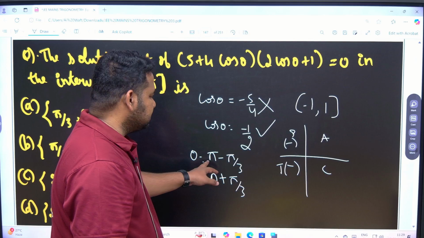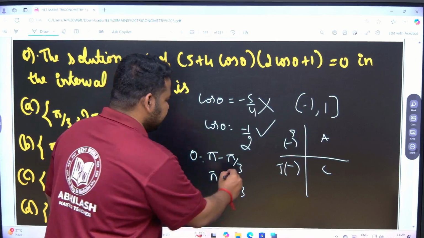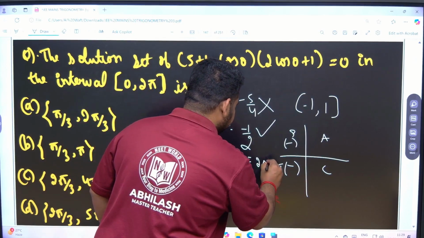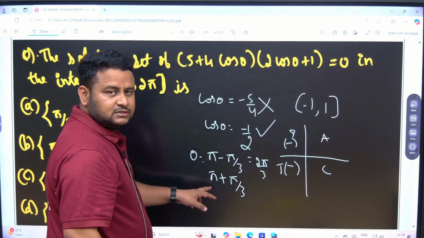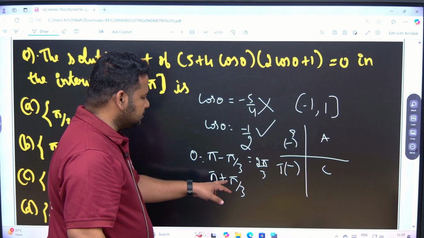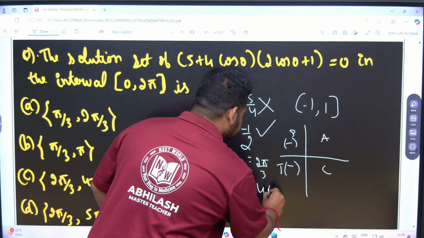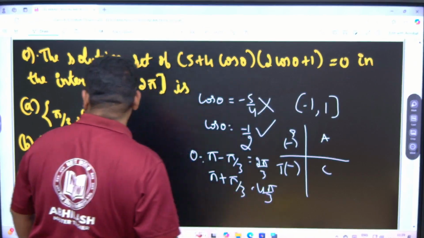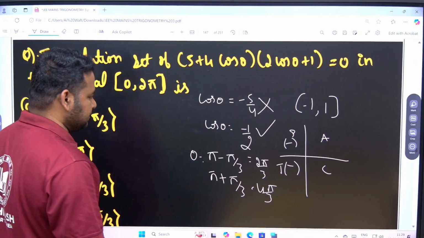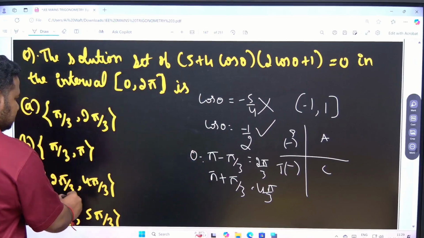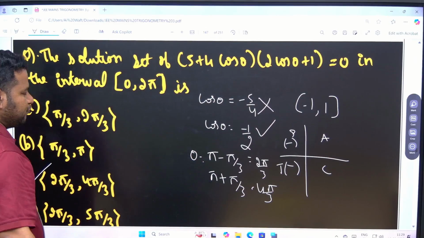So what is this? 3 pi minus pi is 2 pi by 3. So this is 2 pi by 3. What about this? This is 3 pi plus 1 pi, which is 4 pi by 3. This is 4 pi by 3. So the answer to this question is 2 pi by 3 comma 4 pi by 3.